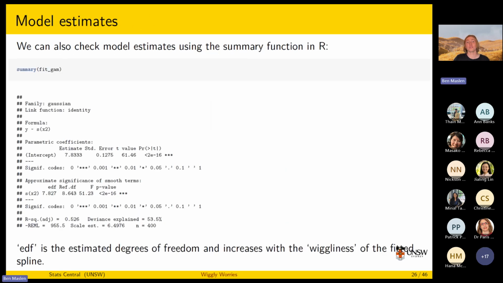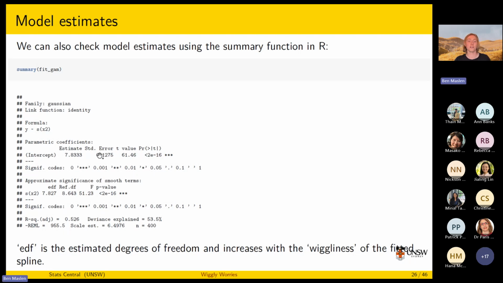We can also have a look at our model estimates using the summary function in R. So we do summary of our fitted GAM, and we get this output here. We get a whole bunch of things, but basically it groups the fitted parameters into the parametric coefficients and the smooth terms, the splines. In a GAM you can put in linear relationships, as you would in a normal linear model, as well as wiggly terms and factor variables. It's very flexible. You can put a lot of things into it, and this is where it'll come out.